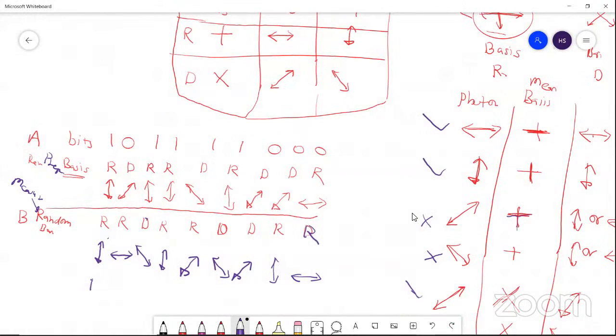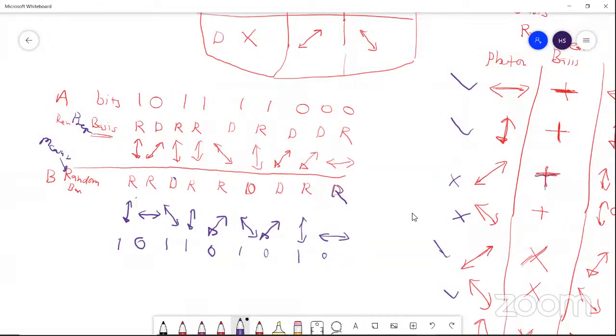What does this horizontal photon represent? 0. What does this represent? It represents 1. A vertically polarized photon represents 1. So these photons are there, and seeing this table, you can define what the bit is. This represents 0, this represents 1, this represents 0, this represents 1, this represents 0. So what Alice does is, Alice has these bits. She chooses some random basis, then prepares the photons accordingly. Then these photons are sent.